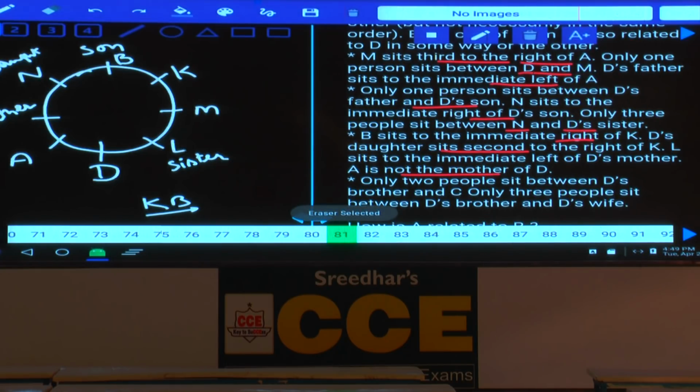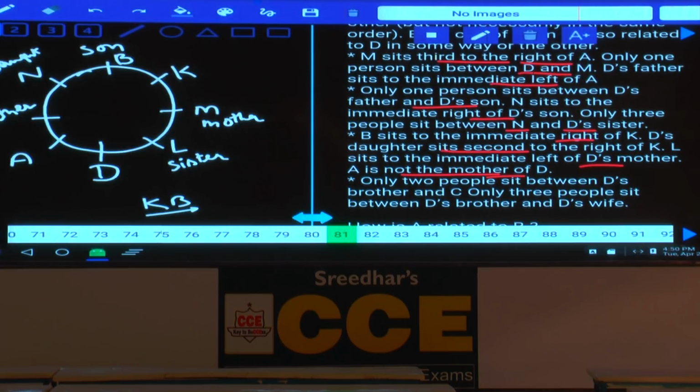As L is here, then what about this M? Who is this M? M is the mother. M is the mother of whom? Mother of D, because L sits to the immediate left of his mother. And L sits to the immediate left of D's mother. A is not the mother of D.